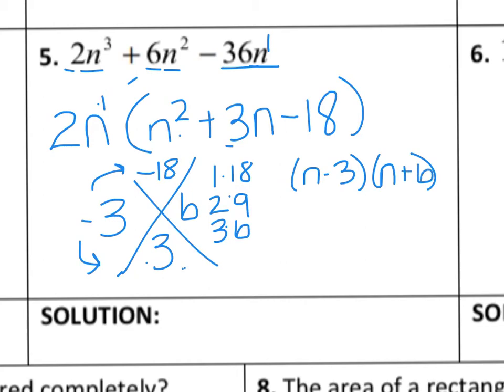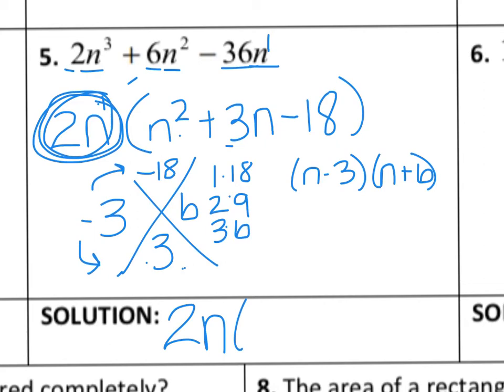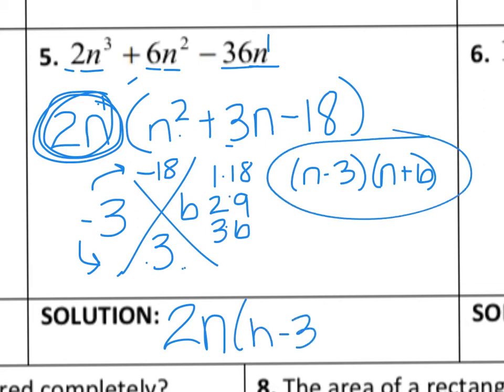And here's a very, very, very big thing that students always forget to do. Remember that we factored out this 2n originally. So that's always part of your answer. So it goes there. And then write the other part of your answer that we found here. So n minus 3 and n plus 6.